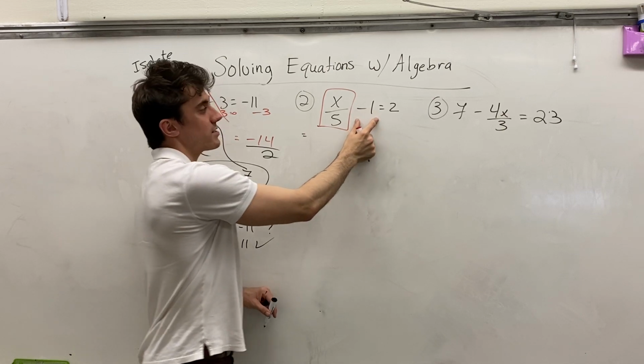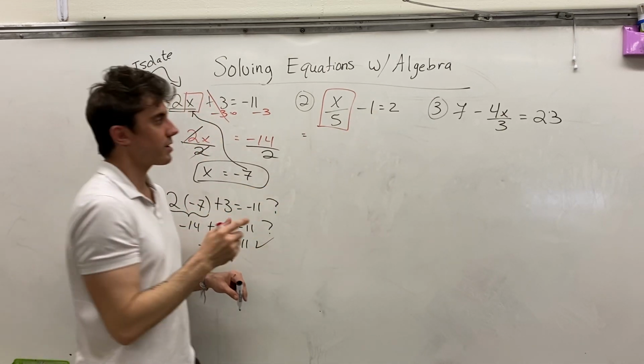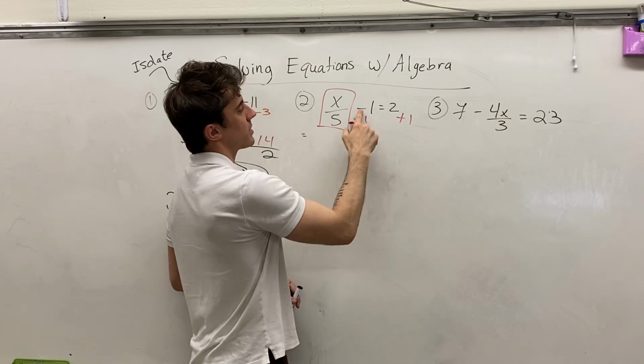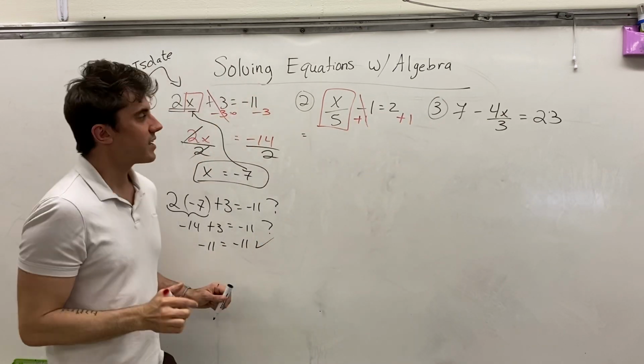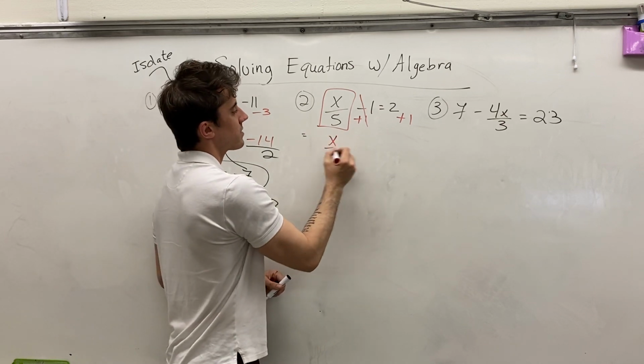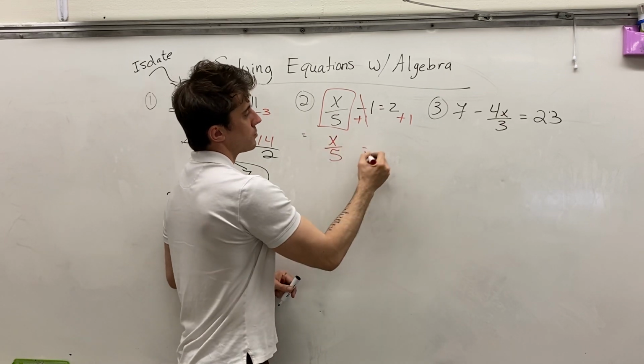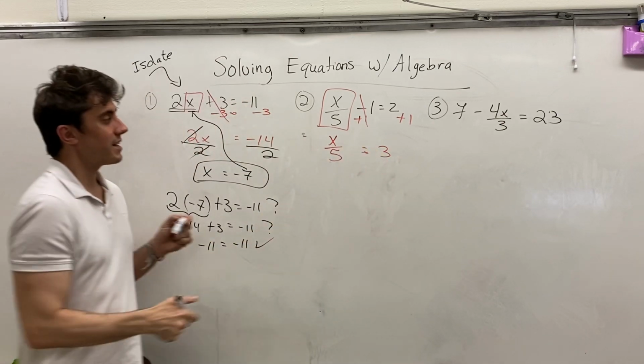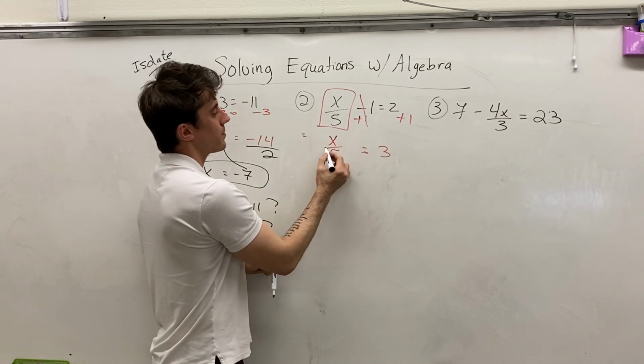So to cancel out the minus 1, we're going to do the opposite, the inverse operation of subtracting 1 is adding 1, and we always do the same thing on both sides. Minus 1 plus 1 cancels out. And so now we've isolated the term with x, namely x over 5 is equal to 2 plus 1 equals 3. And I'll remind you that x over 5 means x divided by 5.